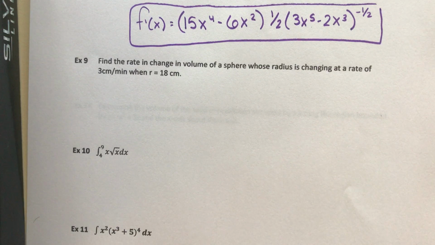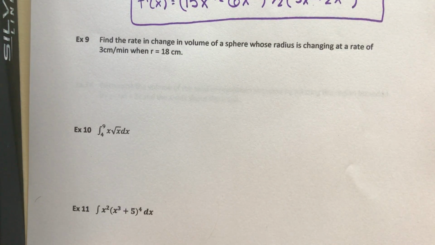Number 9 is a rate of change question. So first, we're going to come up with a formula and then state our givens, and then we're going to take the derivative and then plug in our givens so we can solve. So I'm going to read this. Find the rate of change in volume of a sphere whose radius is changing at a rate of 3 centimeters per minute when radius is 8 centimeters.